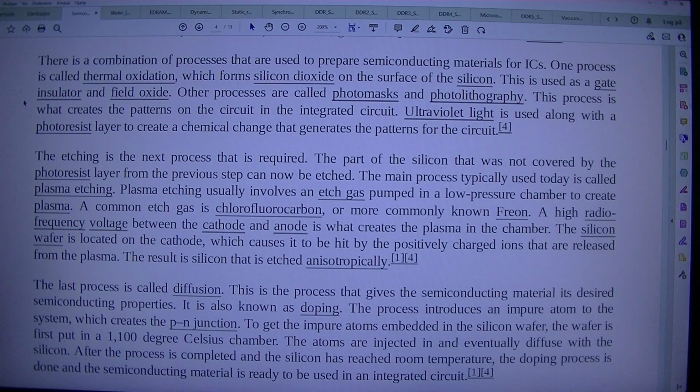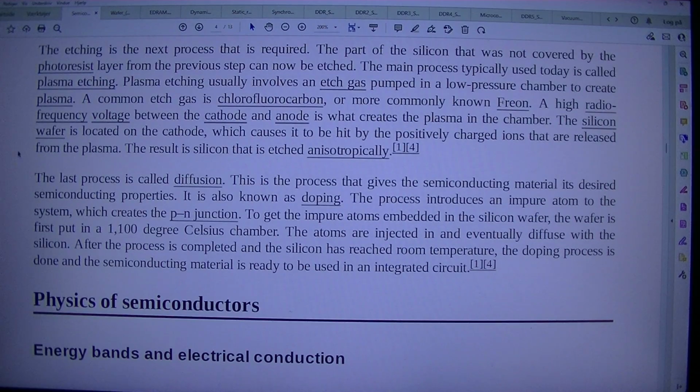Ultraviolet light is used along with a photoresist layer to create a chemical change that generates the patterns for the circuit. The etching is the next process that is required. The part of the silicon that was not covered by the photoresist layer from the previous step can now be etched. The main process typically used today is called plasma etching.